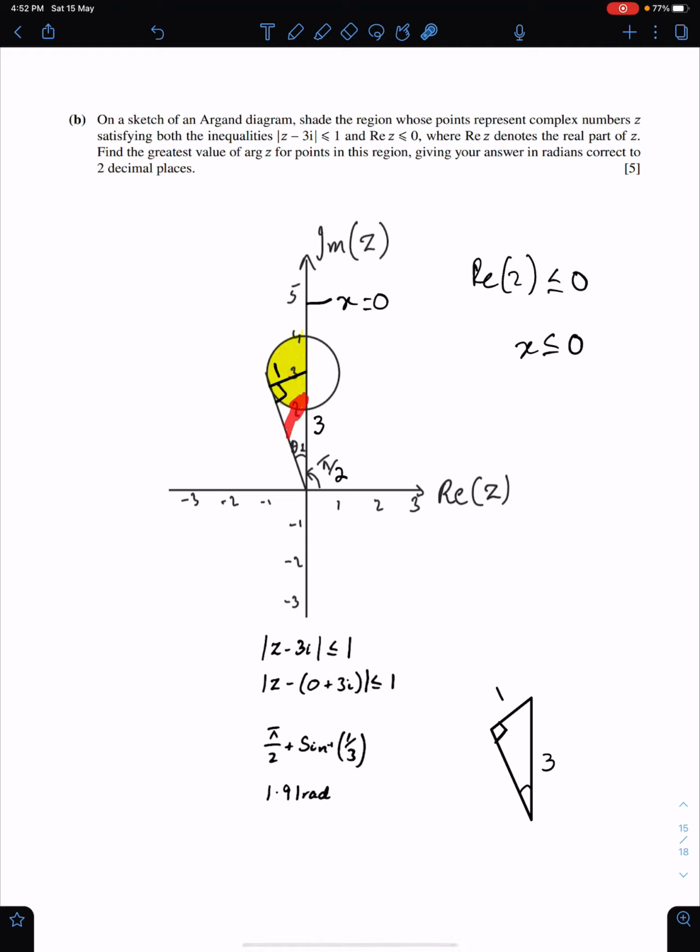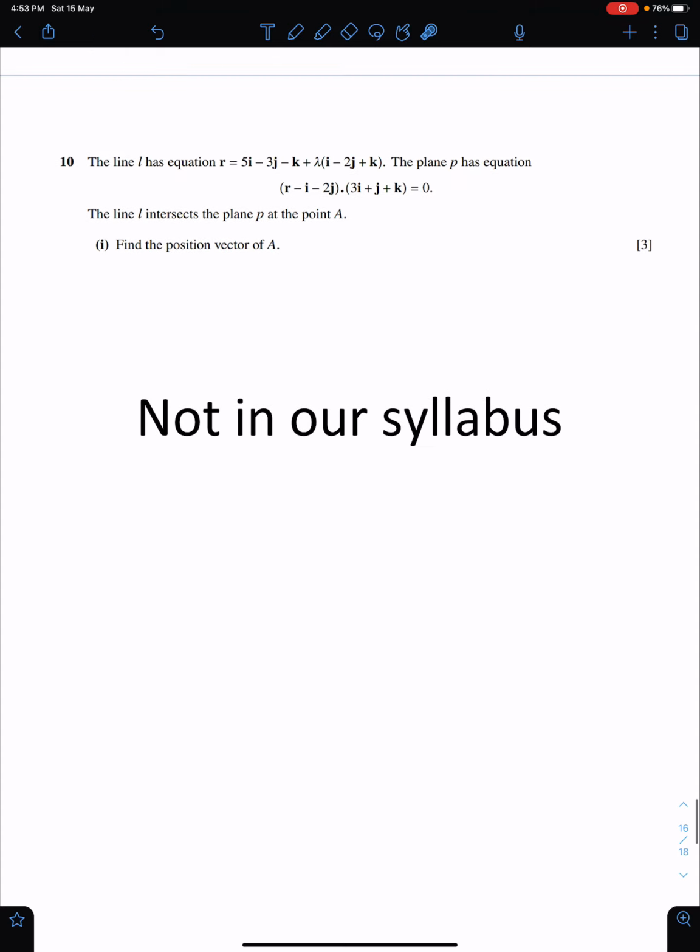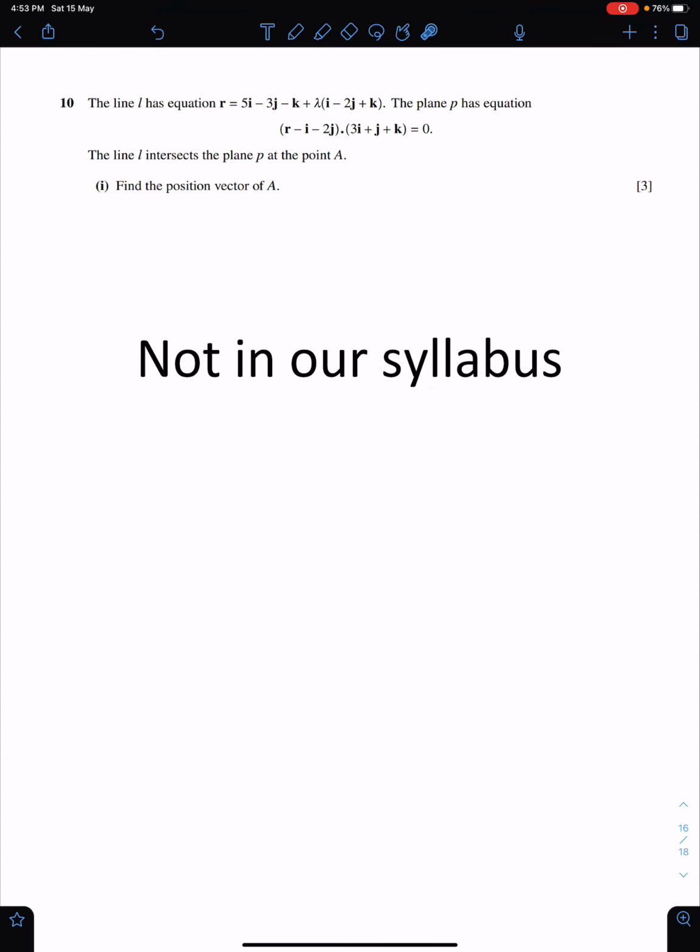In this triangle, this is the radius 1 and this is the length 3. So you can easily get this angle by using sine in this triangle, and the angle is sine inverse 1 upon 3. This is pi by 2. We need the greatest value of argument z. This is the greatest value of argument z. When z is here, then its angle from the positive real axis is greatest. Well, this question is not in the syllabus now.